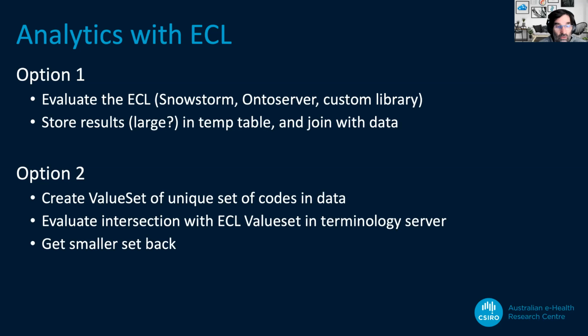The other option is to create a value set with the set of unique codes from your data and store that in your terminology server. And then you can do your ECL evaluation and your joining in the terminology server and get back just the intersection of those 2 sets, which will be much smaller. And so you've got a lot less data being transferred backwards and forwards. And then you bring that smaller set back and do the join with the data in your database. So those are the two key options I see there for the analytics question.